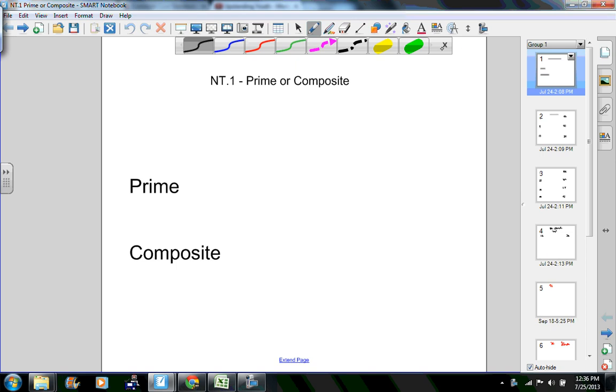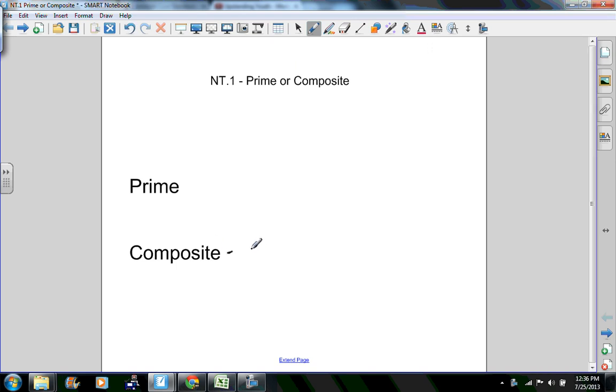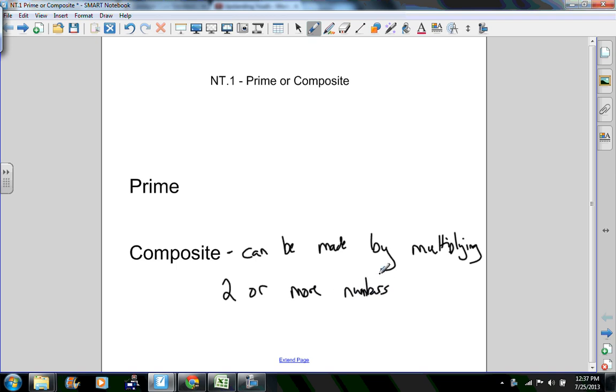A composite number, we'll start there on the bottom, can be made by multiplying two or more numbers. So an example of a composite number would be 6, because 6 is equal to 2 times 3. We call these factors, run out of space here, factors of 6.